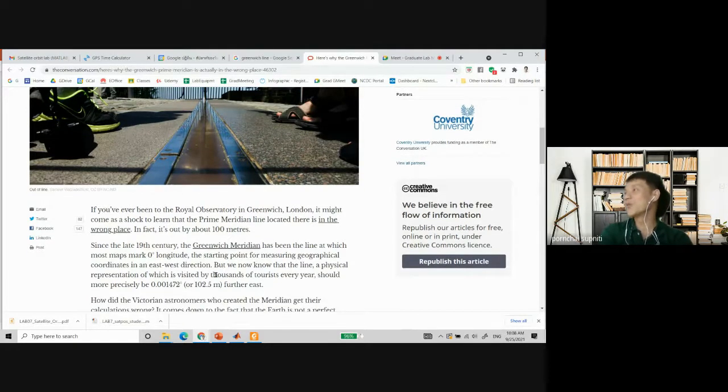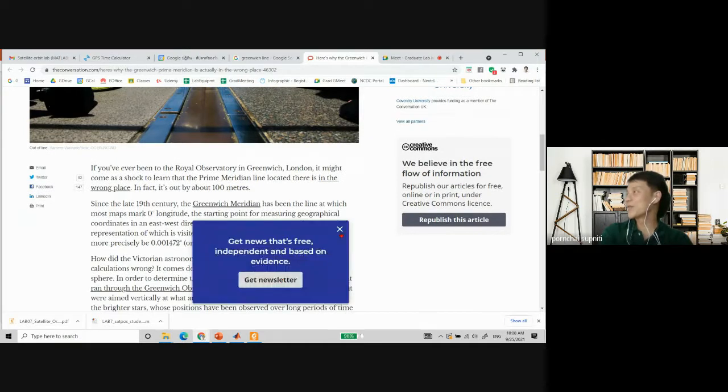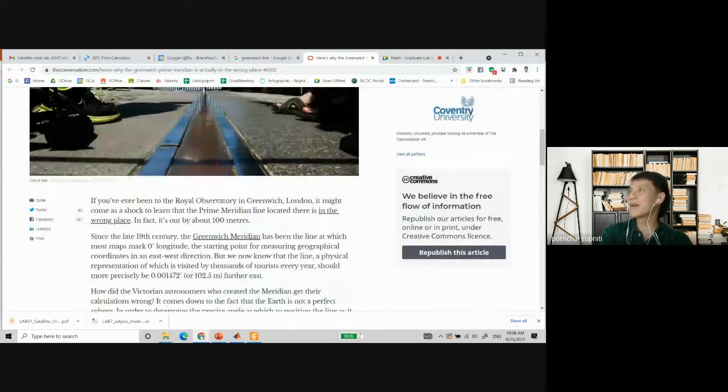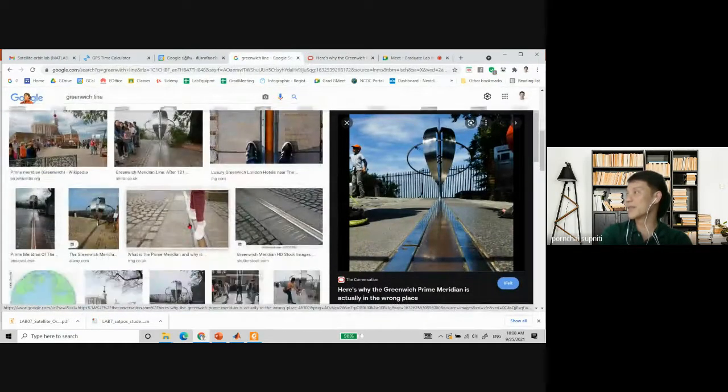Many people come to visit these lines every year. I was one of them a while back. Anyway, if you are interested, you can go and take a look. I guess they also have many other pictures of the Greenwich line. Let me see. Maybe some of them look a bit easier.